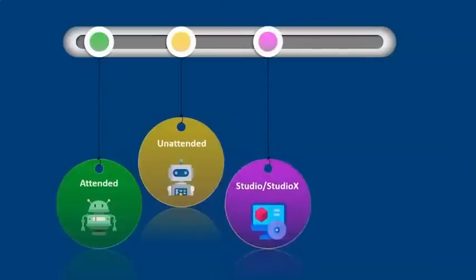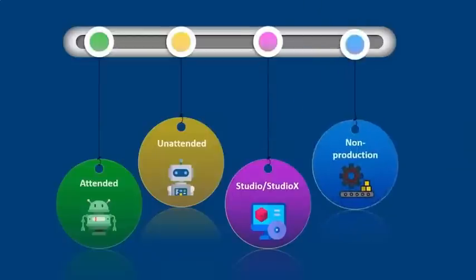Studio or Studio X. They have unattended robot capabilities, but it should only be used to connect your Studio or Studio X to the Orchestrator for creation purposes. Non-production robots are similar to unattended robots, but they can only be used for research and development. Attended, unattended, non-production, Studio, and Studio X robots can all be operated from a single location.